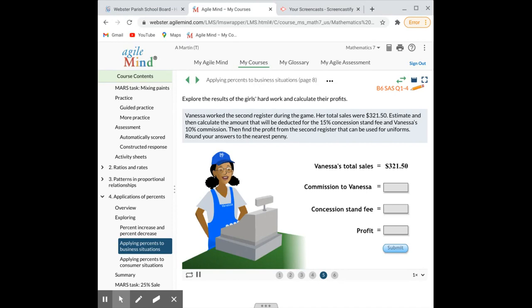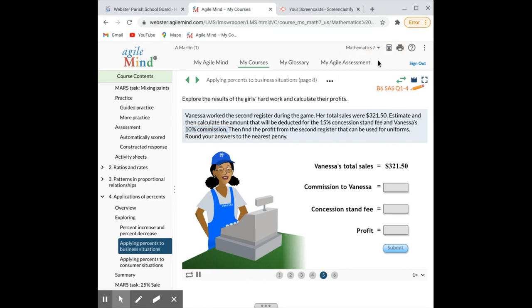All right. So if you would, Levi, would you tell us how to find the commission? What would we do to find the commission? You would do $321.50 times 15%. For the commission? What's important about the commission? What is the amount that she gets for commission? Times 10%. There you go. Good. So let's do that.